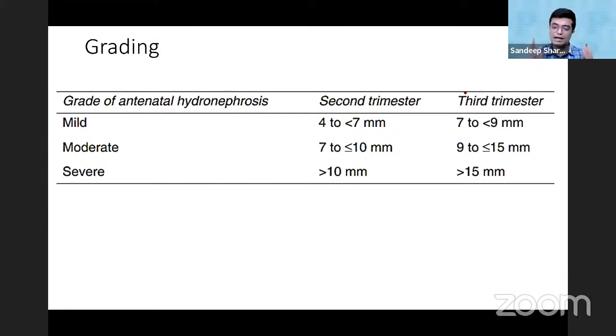I've taken the snapshot and sharing it with you so that there is absolutely no way, even while writing, something goes wrong from my end. So please remember these values. The equal to sign, please do not mark it wrong. So this is regarding the grading of antenatal hydronephrosis.